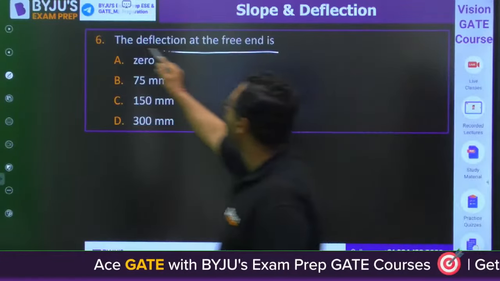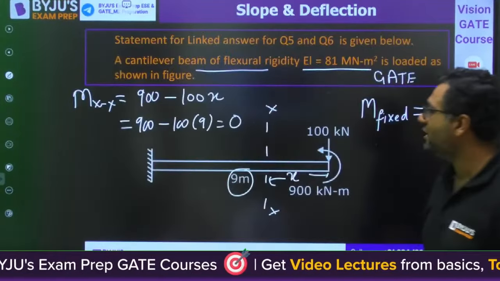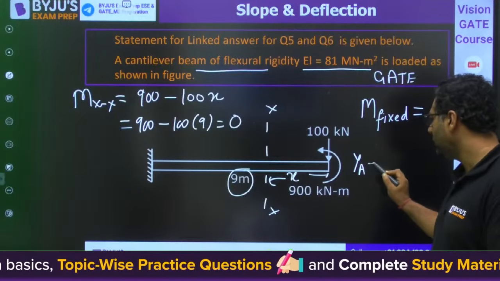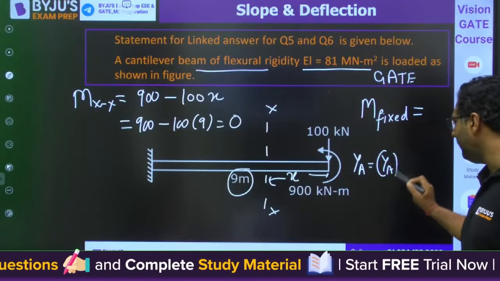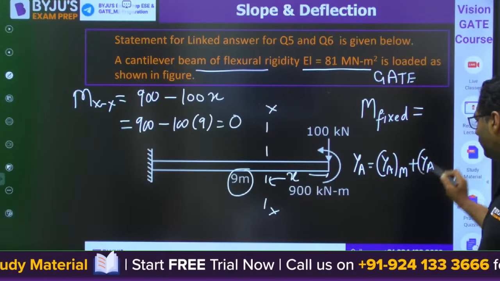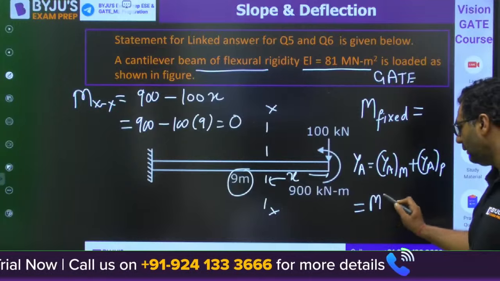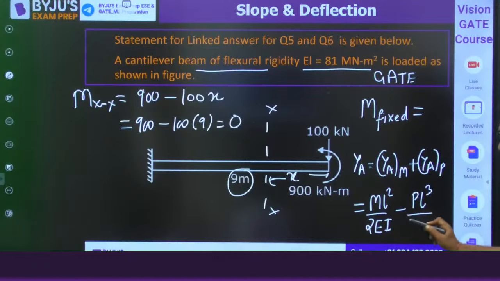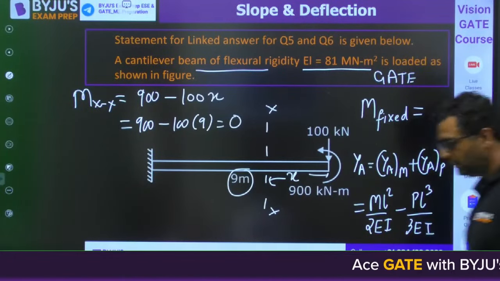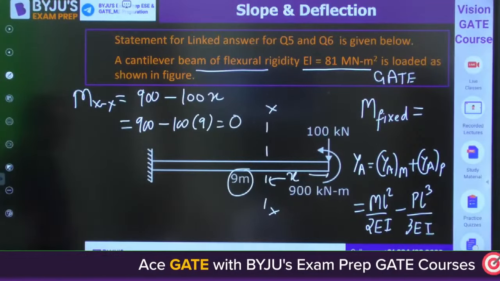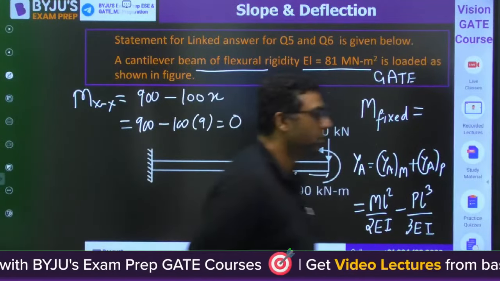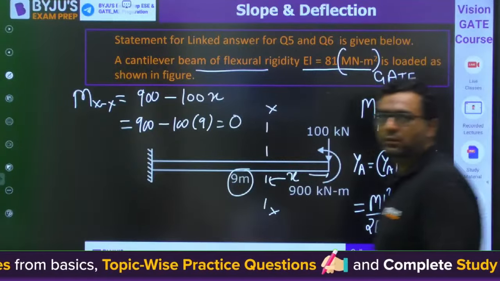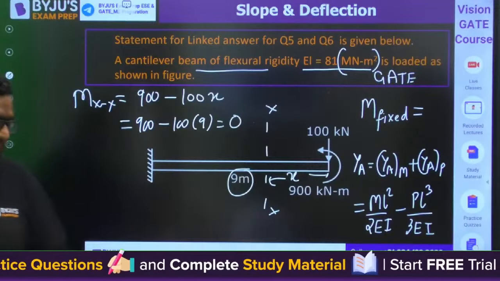What is the next question? The deflection at the free end is. So deflection, when you find out at A, will be because of bending moment plus because of point force: ML square upon 2 EI minus PL cube upon 3 EI. Once again, superposition. Solve it and get the answer. EI value is in mega Newton meter square. Solve it, guys.